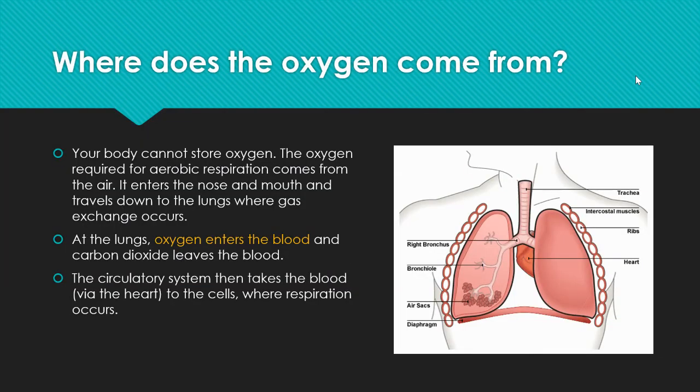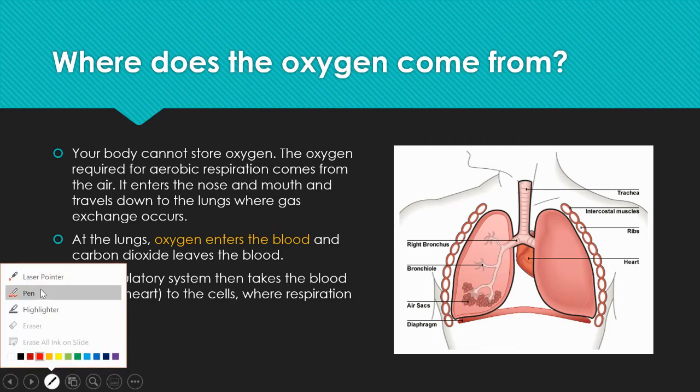So, where does the oxygen come from that cells need for respiration? Your body cannot store oxygen. The oxygen required for aerobic respiration comes from the air. It enters the nose and the mouth and travels down to the lungs, where gas exchange occurs.